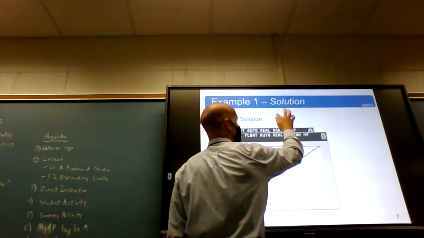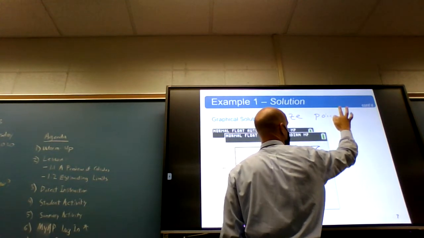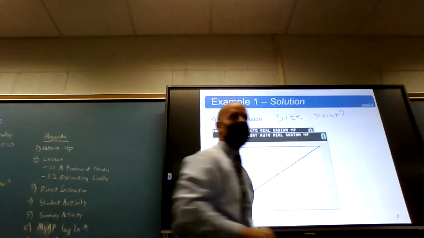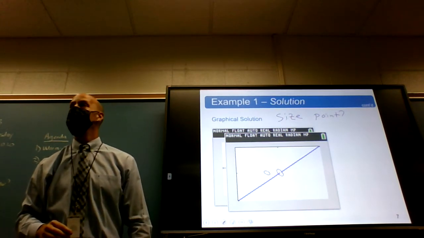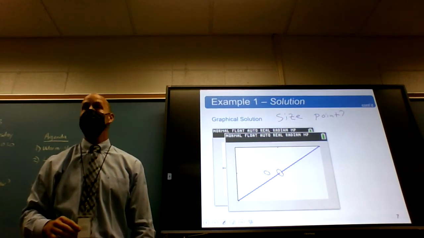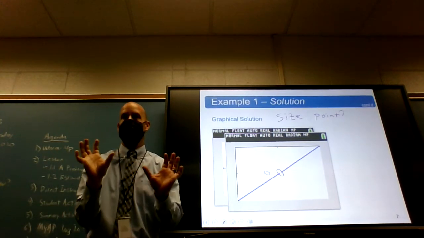What is the size of a point? Trick question. It is a trick question. Why? Because it's infinitely small. Because it has no size. So, and this is the part that's going to be worrisome for you.